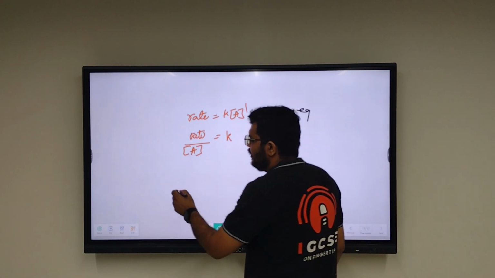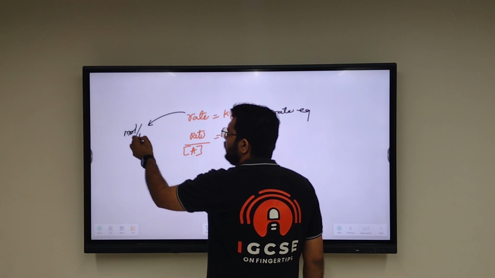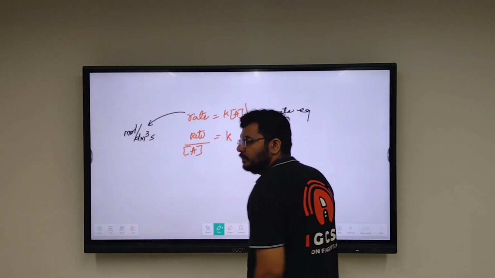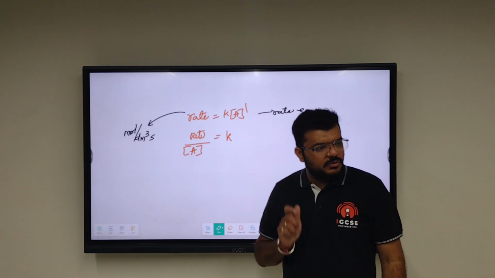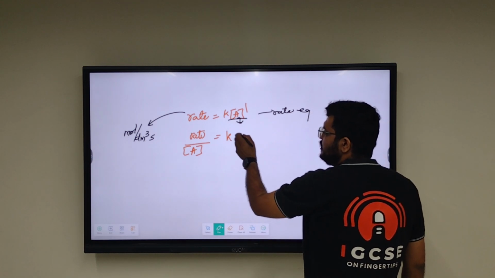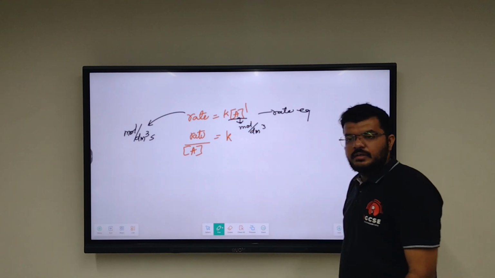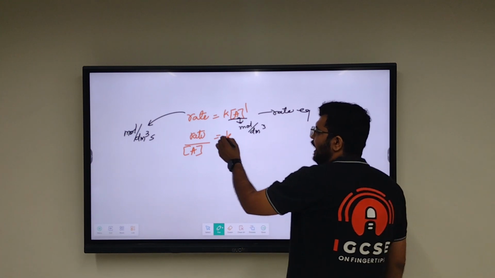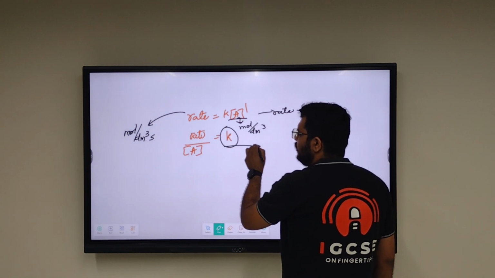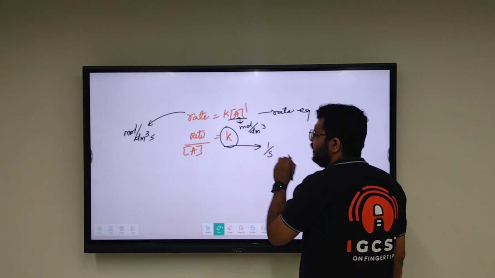Why? Let's say the unit of rate of reaction is mole per dm cube per second, the change in concentration per unit time. And the unit of concentration is mole per dm3. So here the unit of K is going to be 1 by s.